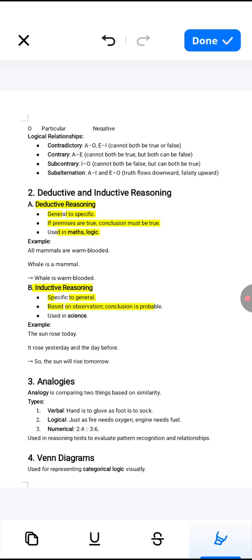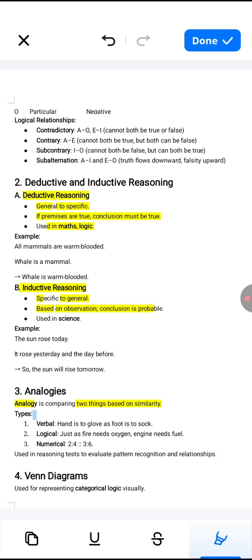Next we have analogies. Analogy is comparing two things based on similarity. This is type 1: verbal. Hand is to glove as foot is to sock. Next we have logical: just as fire needs oxygen, an engine needs fuel. The third type is numerical. For example, 2:3 and 3:6. Here you can see the same answer for the two ratios; when you reduce them, you get 1/2 and 1/2. It is used in reasoning tests to evaluate pattern recognition and relationships.